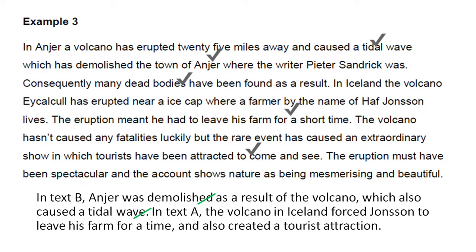In text A, the volcano in Iceland forced Johnson to leave his farm for a time. Yes, it did. Tick. And also created a tourist attraction. Tick. So 2 sentences, 4 marks.